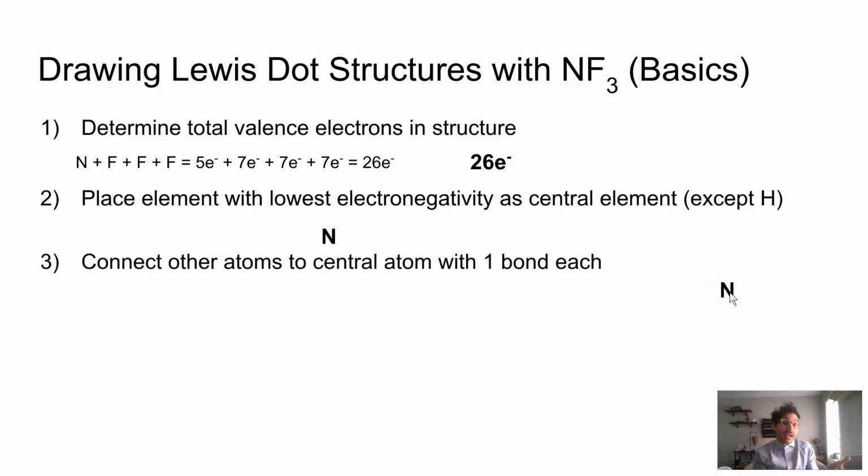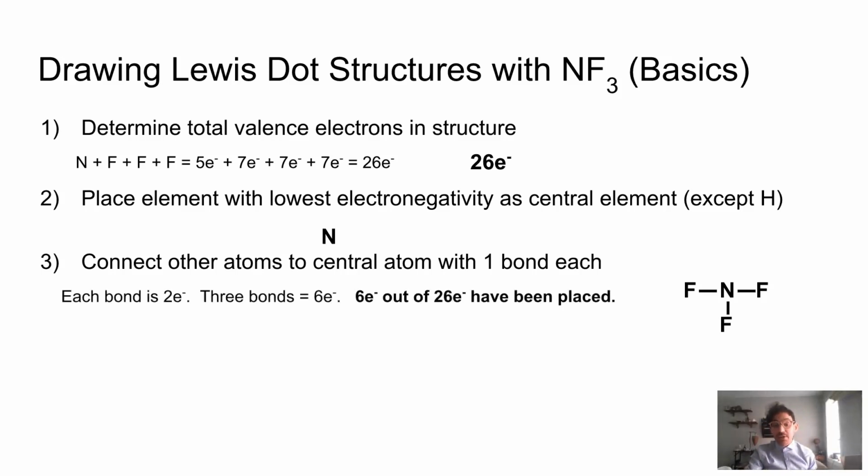And so now I want to connect all the other atoms to the central one with 1 bond each, because everybody's got to get connected. I'll put in my fluorines, and I'll hook them all up to that nitrogen, 1 bond each. So I got to keep track of my electrons that I use because I need to make sure that I place 26 valence electrons in this structure, no more and no less. So each bond is 2 electrons, 3 bonds is going to be 6 electrons, so 6 out of my 26 have been placed so far.